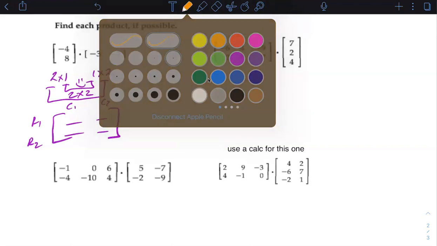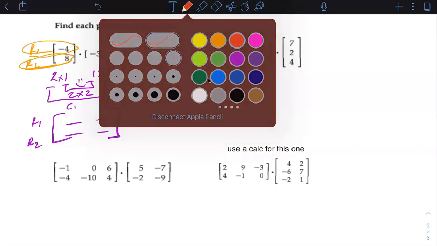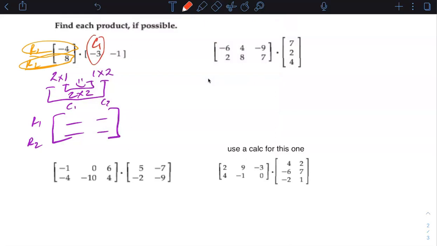So it's a 2 by 2: row 1, row 2, column 1, column 2. Here again, we want to lay it out. It's rows of the first, so there's 2 rows, and columns of the second. So if I want the one right here, row 1, column 1, it's just row 1 times column 1, so that's 12. If I want row 1, column 2, it'll be row 1 times column 2, so 4.